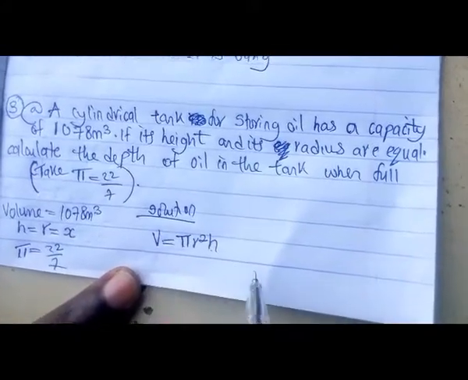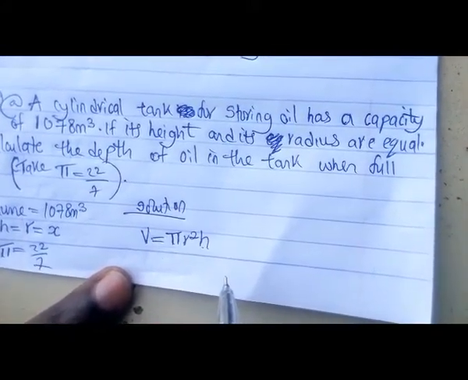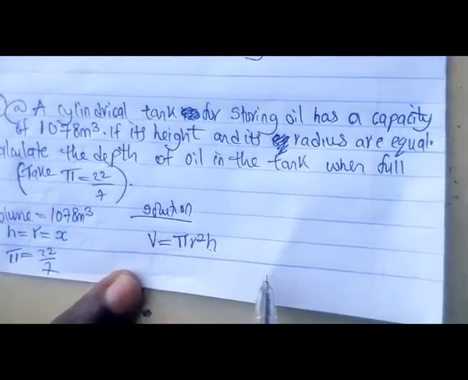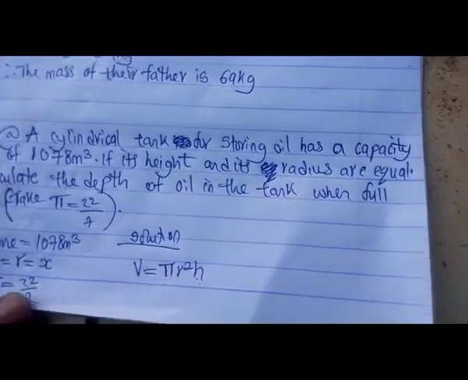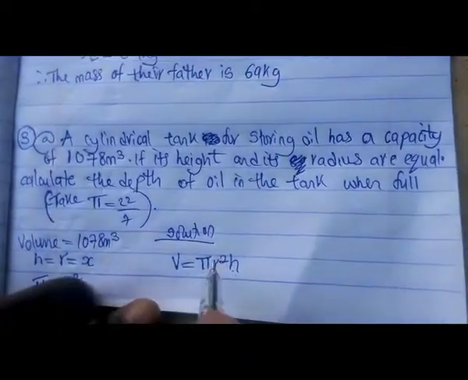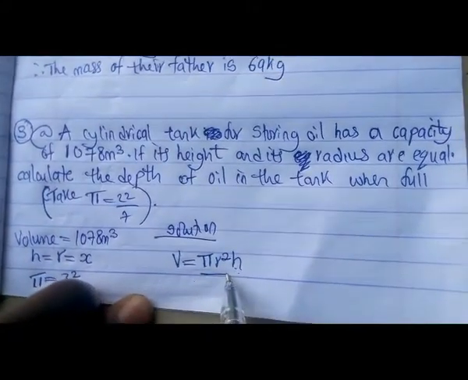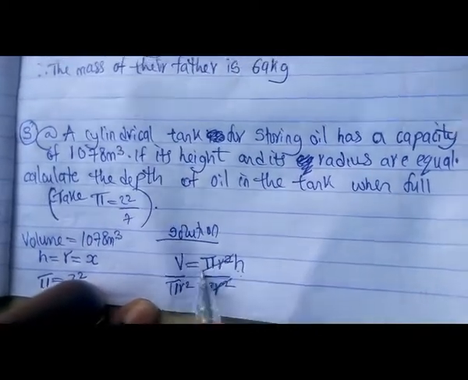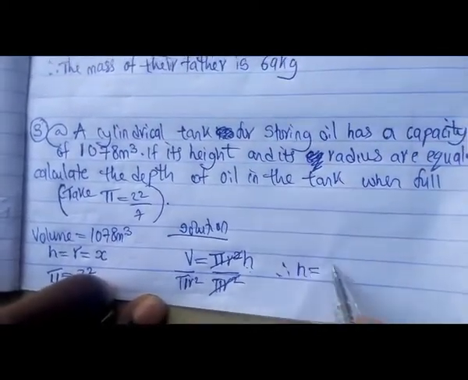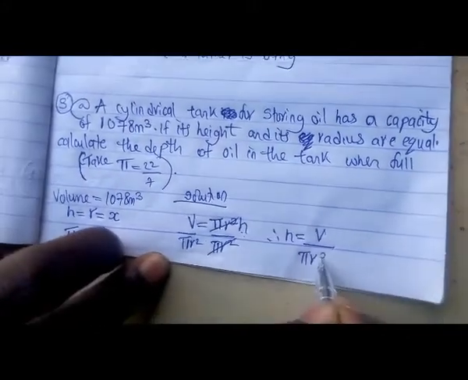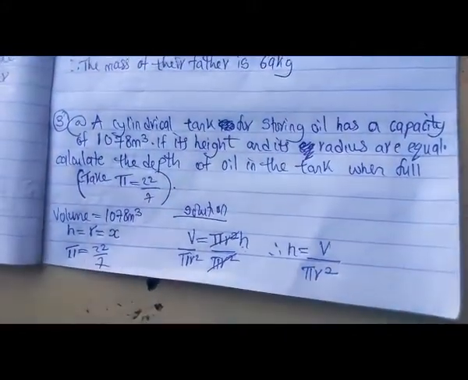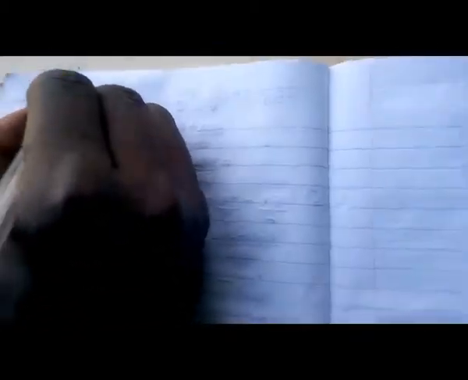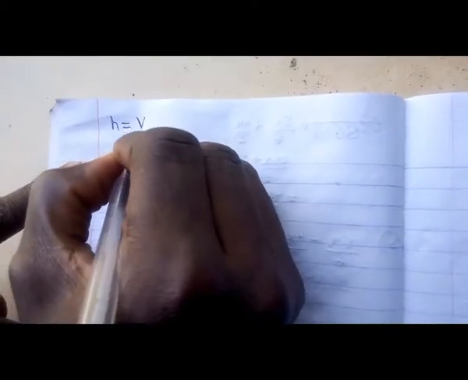Therefore, let's make h subject of the formula. Making h subject of formula, you divide pi r squared on both sides. So once I divide pi r squared on both sides, it becomes divided by pi r squared, and pi r squared cancels pi r squared. Therefore, h equals to v over pi r squared. So this is what we use to get the depth of oil in the tank when full.